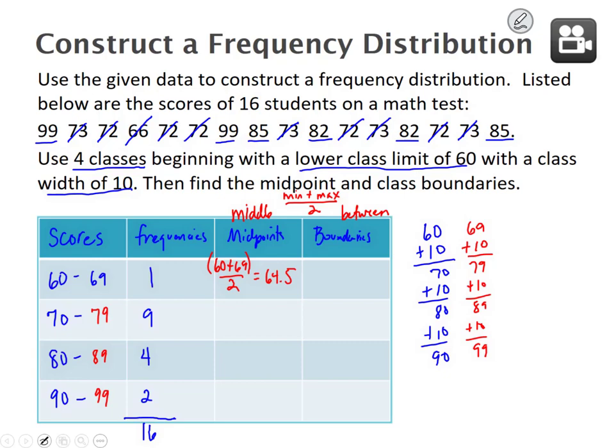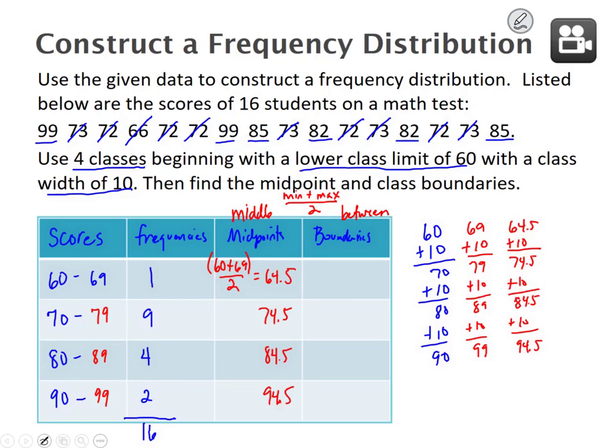Now, the beauty of the width is that, again, all we have to do is add 10 to that 64.5 as the first midpoint to give us 74.5, and then another 10 to give us 84.5, and another 10 to give us 94.5. So as you're doing these charts, that pattern, that width, is going to help you fill in your charts. And so right now in our third column of midpoints, we have 64.5, 74.5, 84.5, and 94.5.